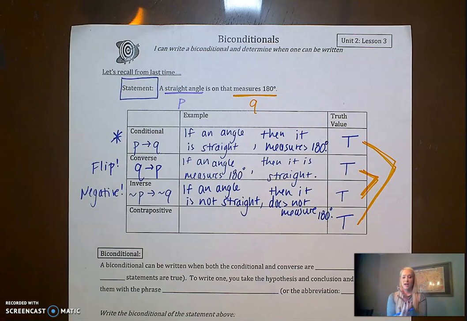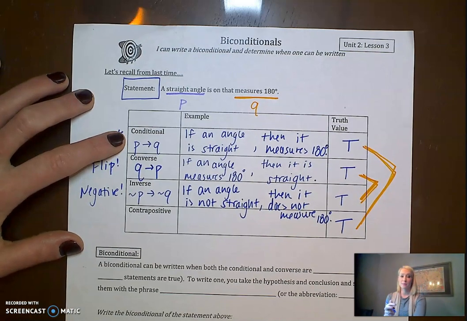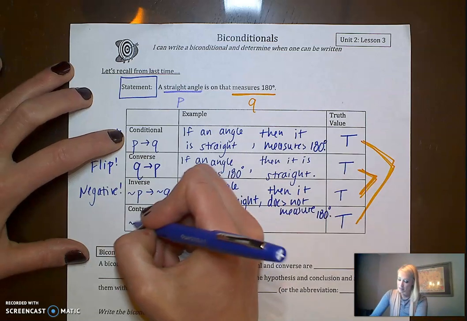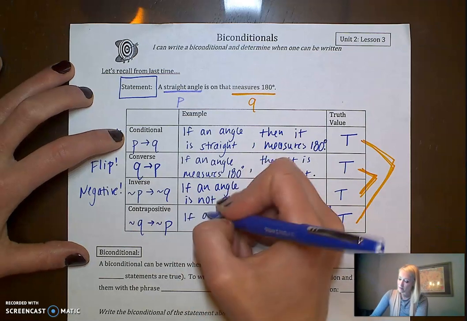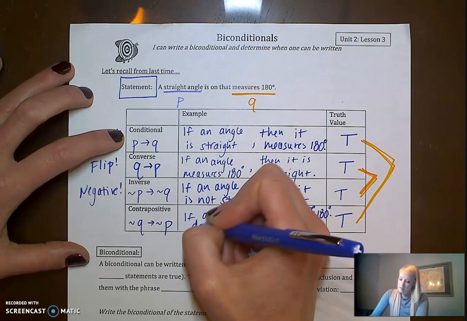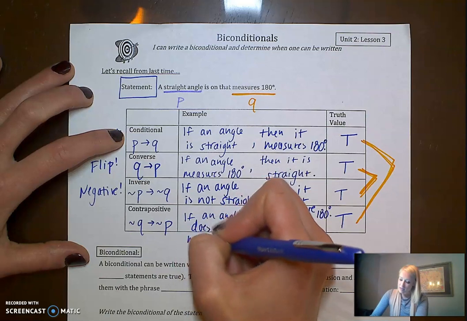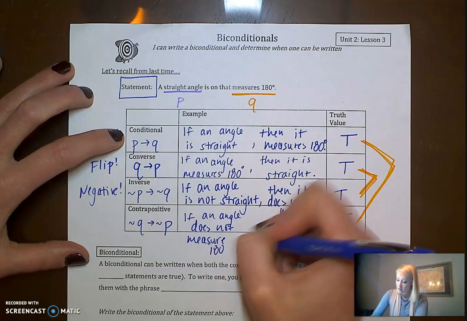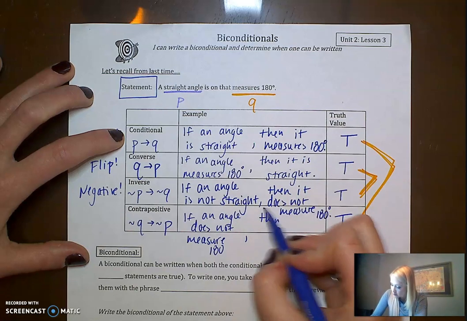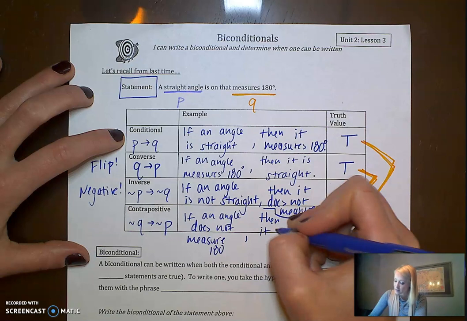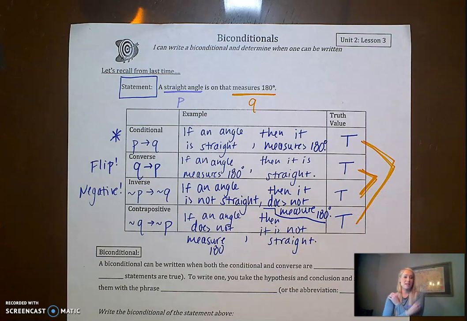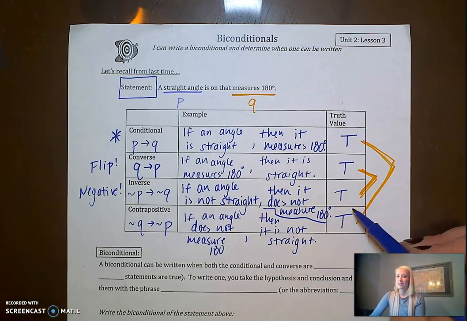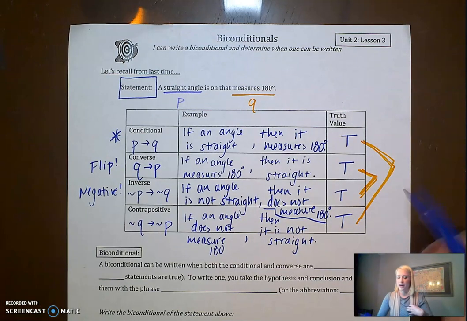The contrapositive, you change everything about the conditional. You flip it and you make it negative. So that would be not Q, not P, symbolized. So I'm going to say if an angle does not measure 180, a lot of writing. Then it is not straight. Sorry if that's hard to read. That's all review. None of that is new. Now, again, remember the truth values. It's way easier to tell when the nots are not involved if it's true or not.